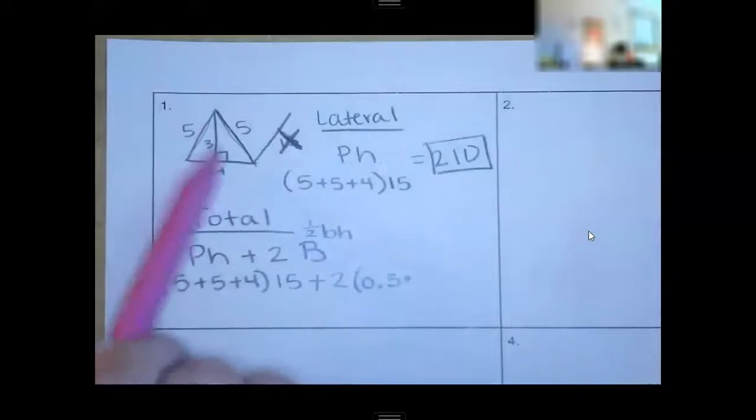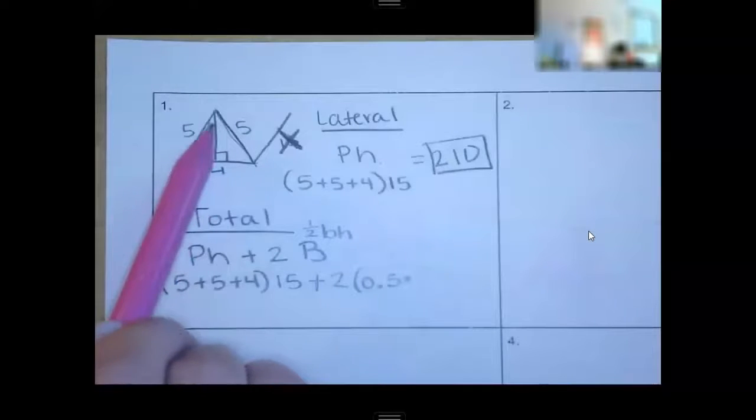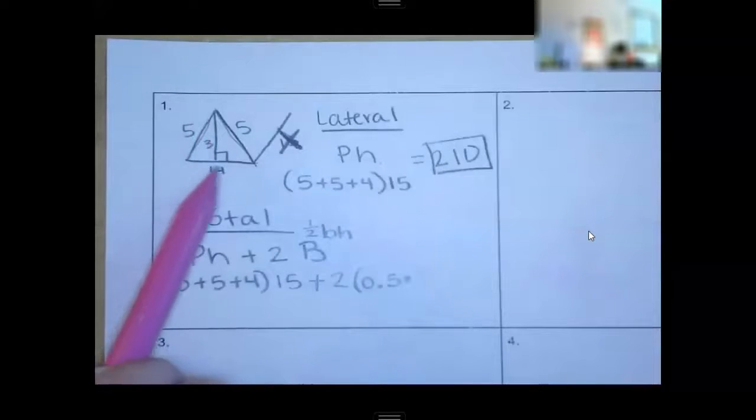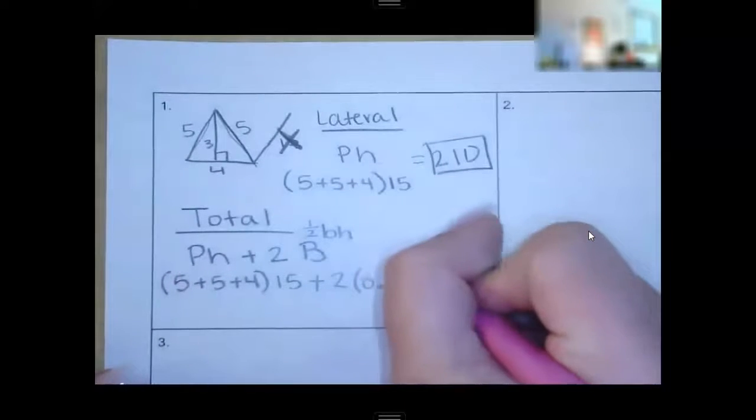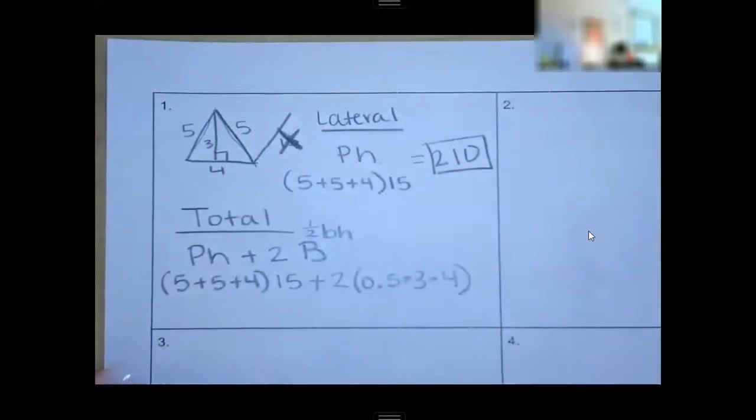So 0.5 times this b and this h are the base and the height of the triangle. So you're going to come up here to the triangle and you're going to look for the right angle. Do you see this right angle? Your base and your height make the right angle. So our base and height are 3 and 4. So times 3 times 4. And now all we have to do is calculate.